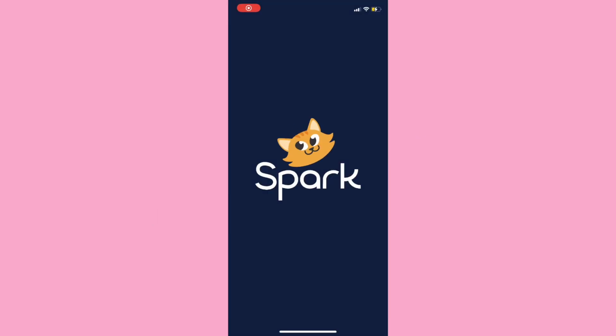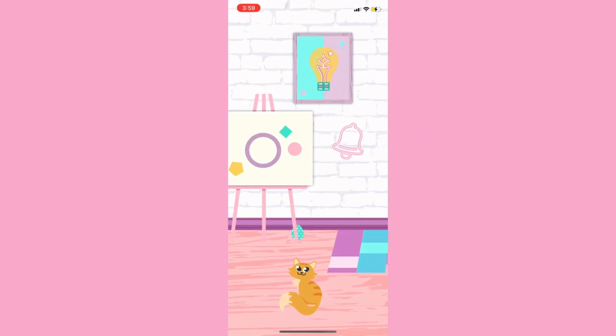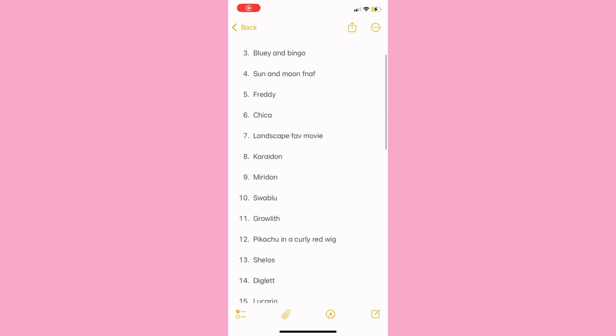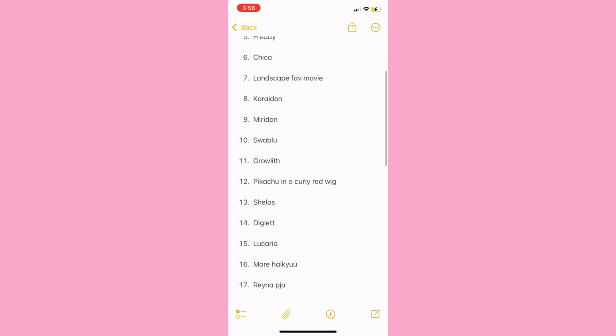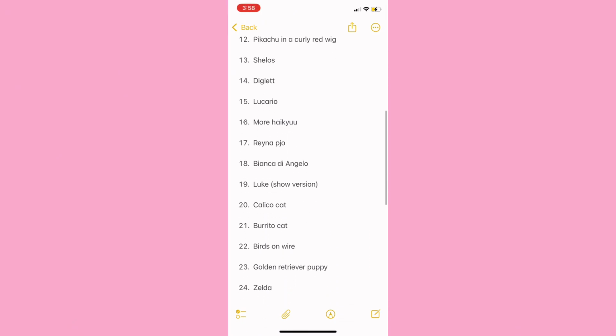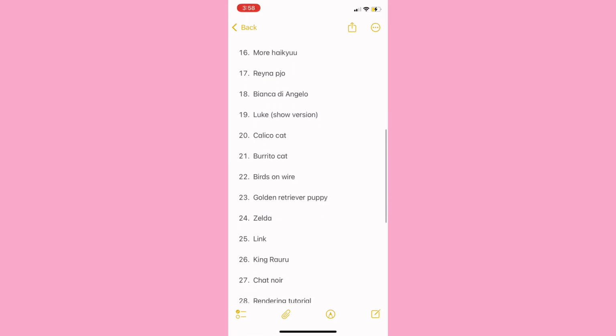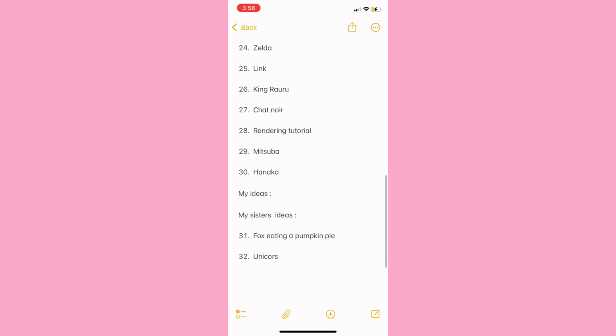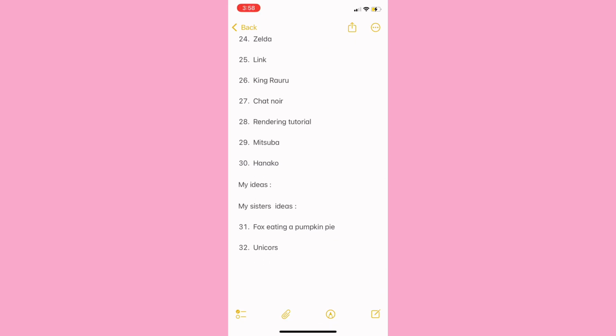Spark would give you 3 prompts a day. But there's also a section where you could ask the other people on Spark for their ideas. And I would keep all these ideas in a section in my notes app, labeled Spark Ideas, very original there, I know. And my ideas, which are empty, because I guess I did them all, and my sister's ideas. And slowly but surely, I would go through them.